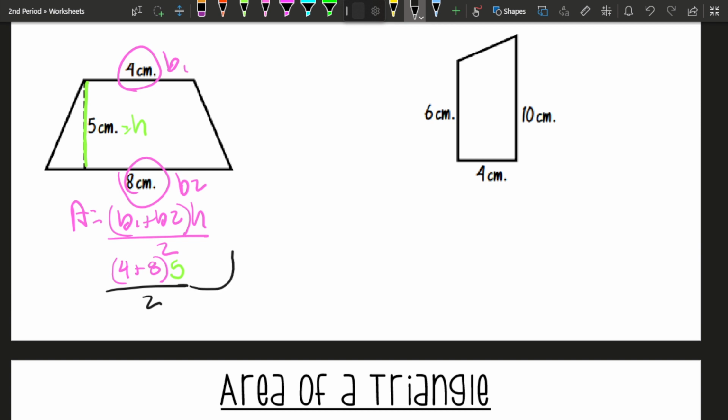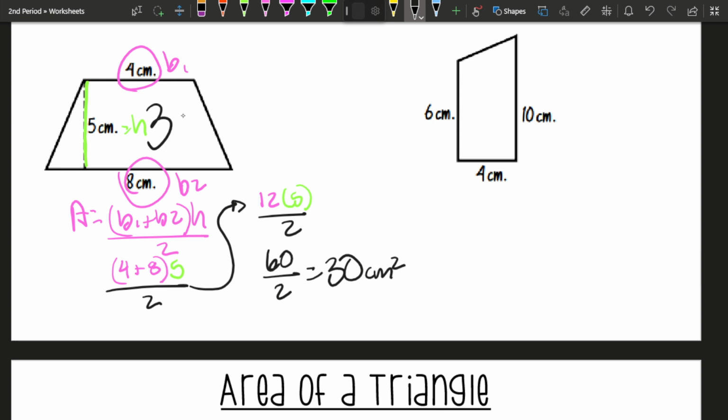So let's continue working over here. What's 4 plus 8? So this is 12 times 5, which is 60. And then we're going to half that. So 12 times 5 is just 60. And half of 60 is 30 centimeters squared. So this right here is 30 centimeters squared.